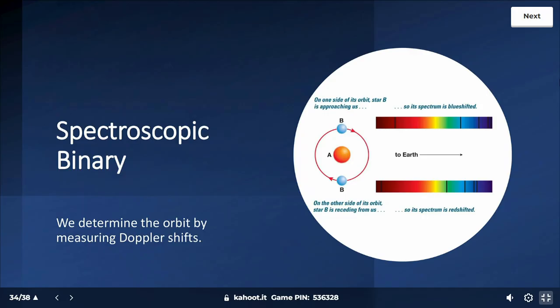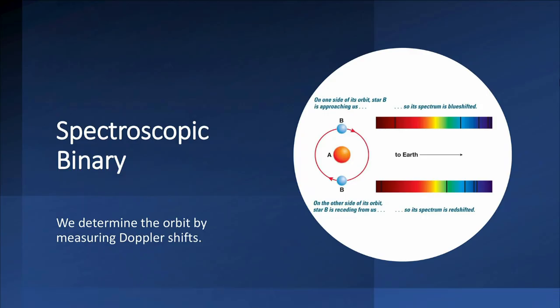And you can also do spectroscopic binaries. So if the Earth is to the right of this image, then as star B is orbiting star A, sometimes it's going to be moving towards the Earth, and sometimes it's going to be moving away from the Earth. And due to the Doppler effect, the absorption or emission lines will get shifted bluewards if it's moving towards the Earth, or redwards if it's moving away from the Earth. So we have several different techniques that we can use to try to find these binary star systems.